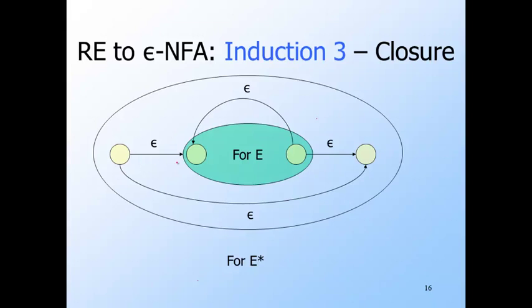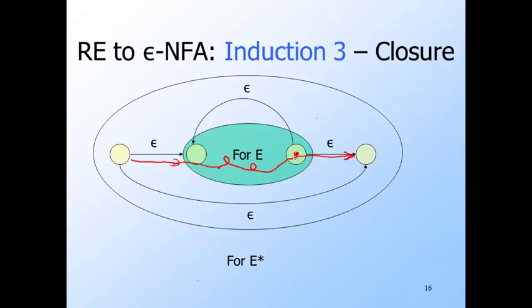The first of these epsilon arcs brings us to the start state for the automaton for E. We must traverse the automaton for E, following a path whose label is any string in the language of E. Now, when we reach the old final state of this automaton, we have a choice. If we follow the epsilon arc to the new final state, then we're done. We've found a path that has a label that is one string from the language of E. Or we have another option.